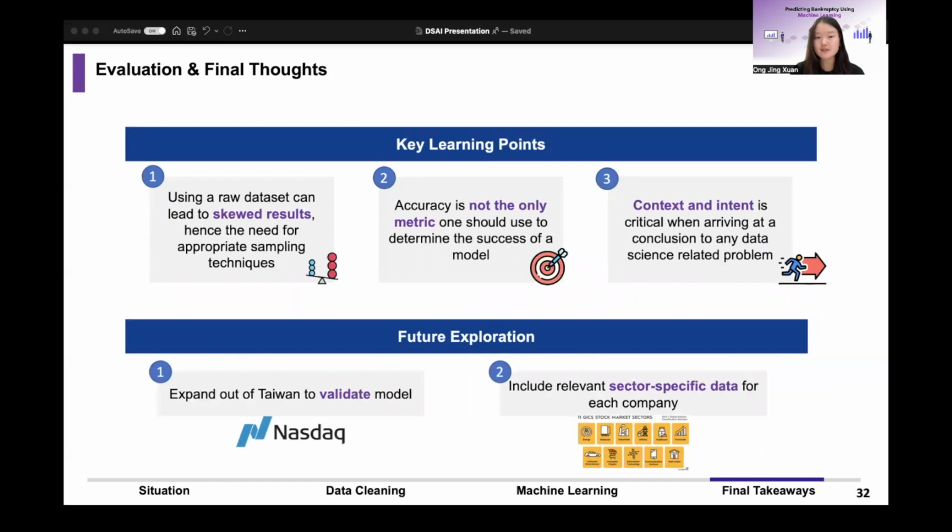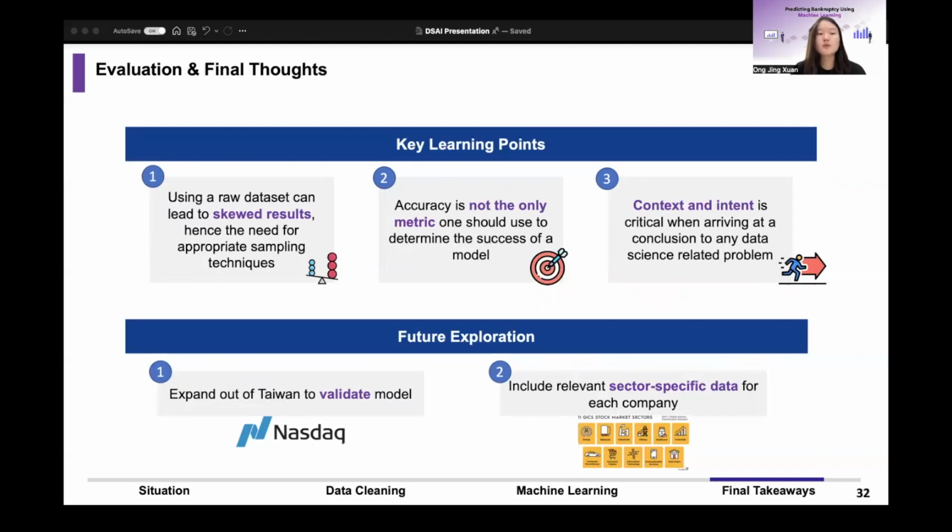One of the essential things we learned in this project is that using a raw dataset can lead to skewed results, hence the need for appropriate sampling techniques such as upsampling. Furthermore, accuracy is not the only metric to determine the success of a model. We should also consider other metrics such as the area under the curve of the ROC graph. Additionally, context and intent are critical in arriving at conclusions.